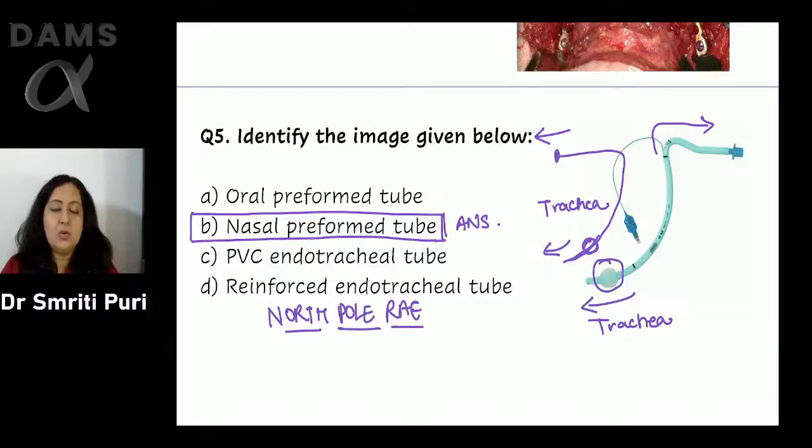Okay, there is nothing known as a reinforced endotracheal tube. There is something known as a flexometallic endotracheal tube. We'll see the visual in the predictor series. We'll be doing one predictor series before you all go for your exams.